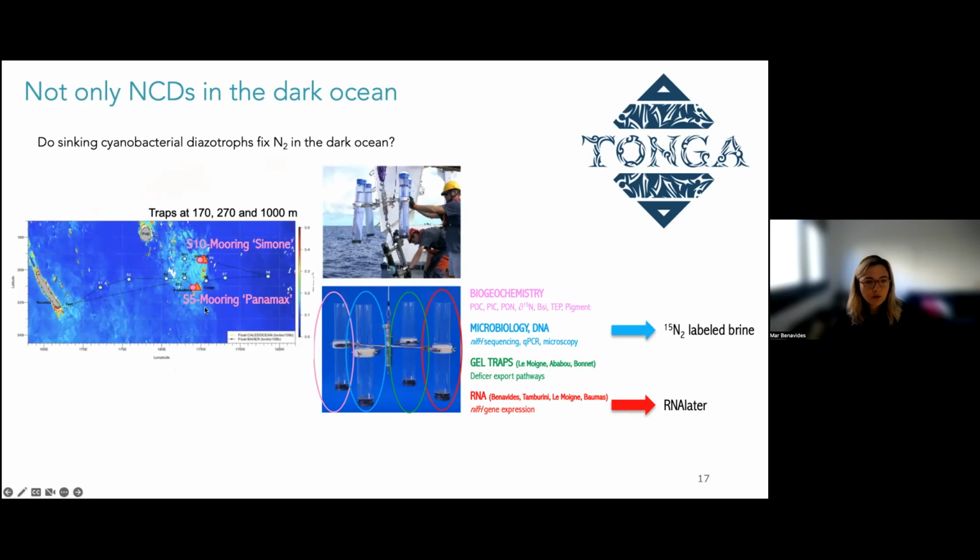So to answer this question, we went on a cruise in the South Pacific. This is Fiji here, and this is the Tonga volcanic arc and New Caledonia. So we sampled two particular stations where we deployed these sediment traps at 3 different depths, namely 170, 270, and 1,000 meters. Each trap consisted of four tubes, and out of these 4, we used 2. One of them had 15N labeled brine. This is a stable isotope that allows us to measure nitrogen fixation rate, to measure the incorporation of 15N into the biomass of the diazotrophs. And the other tube was filled with RNAlater to preserve RNA for further analysis.